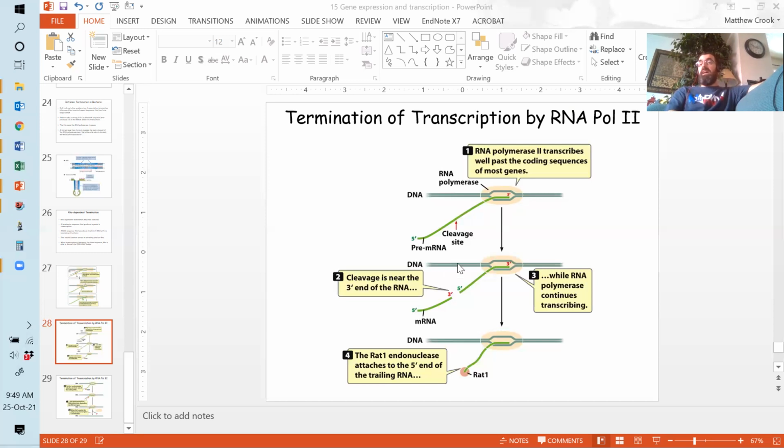So anyway, once that RNA is cleaved, right, there are an awful lot of enzymes, RNases around, which will go, woohoo, free end, right? Yum. They'll bind onto that free end and they'll chew it up. That's what RAT1 does: it attaches to that free 5' end, right? RNA polymerase is still off at the races, and RAT1 will chew it up.